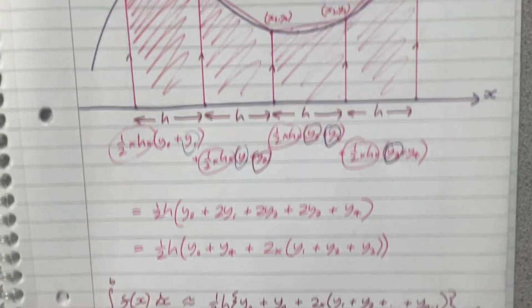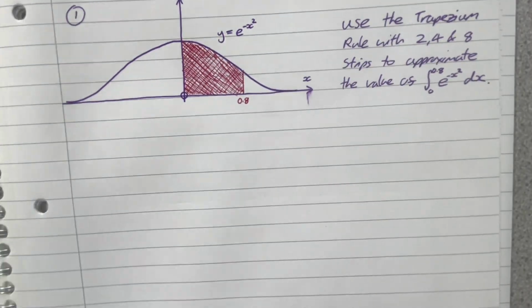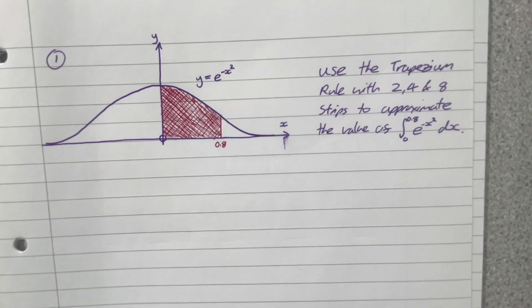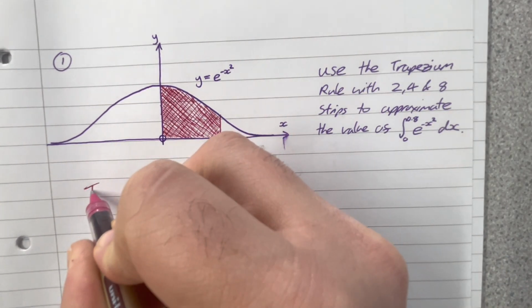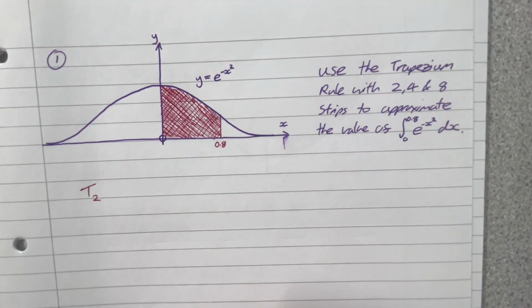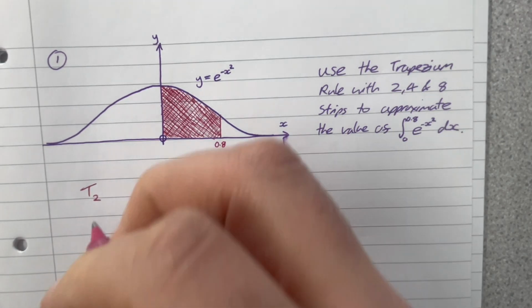Okay, let's have a look at a couple of examples then. Right, so here we have the graph y equals e to the minus x squared, and we're going to use the trapezium rule with 2, 4 and 8 strips to approximate the value of the integral from 0 to 0.8 of e to the minus x squared. Okay, so what we're going to need to do is plug into the formula, and I'm going to say T2. This is the trapezium rule with 2 strips.